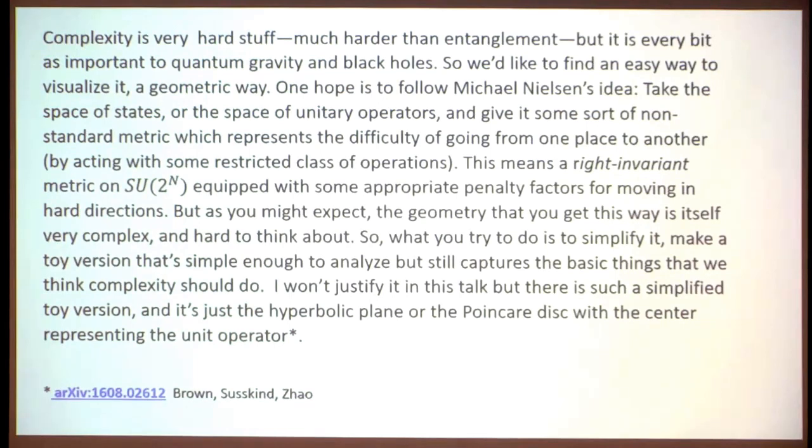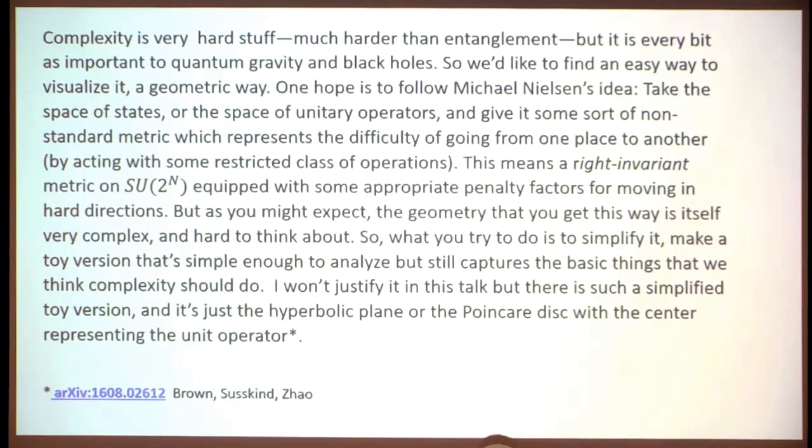So we'd like to find an easier way to visualize it. One hope was to follow Michael Nielsen's idea of a complexity geometry, take the space of states or the space of unitary operators or whatever it is we're interested in, and give it some sort of non-standard metric, which represents the difficulty of going from one point to another by acting with some restricted class of operations. This, in mathematical terms, means a right invariant metric.